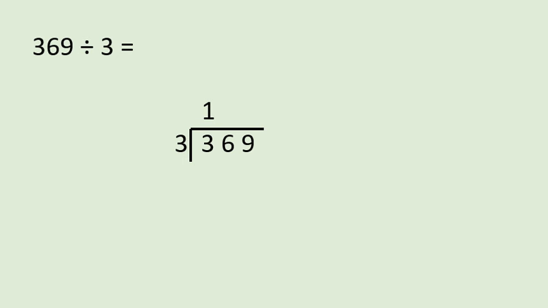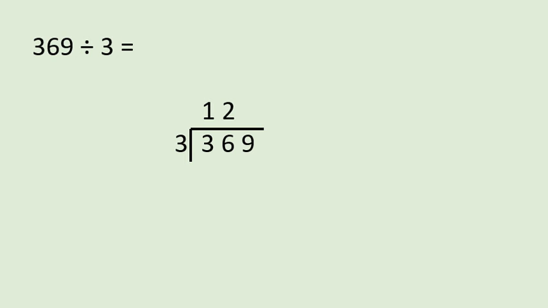We now need to be thinking about how many threes go into 6? 3, 6. Sometimes it might help to count on your fingers. Let me do that again. 3, 6. That went in 2 times. So I have put 2 above my line.